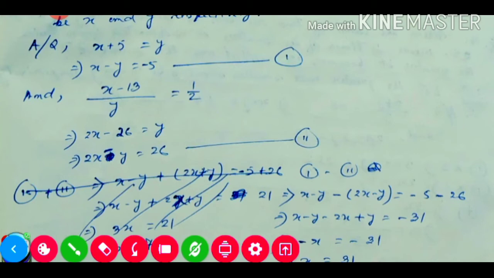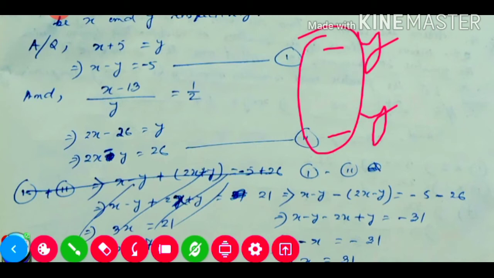Now we will see equation number 1 and equation number 2 we got. So for x, here the coefficient is 1 and here the coefficient is 2, so it is not equal. Let's see y, here the y coefficient is 1 and here also the y coefficient is 1, and before y it is minus in equation number 1, in equation number 2 also y has minus. So both signs are equal, that means we need to subtract: equation number 1 minus equation number 2.